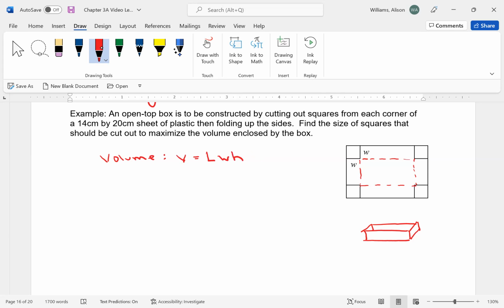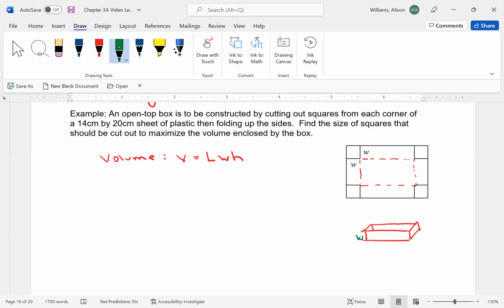So what we want to do is figure out what the length, width, and height is for this box, if we know that each of these cutouts is what we're calling W. Based on that, W down here would be the height of the little box. It would actually be the height of the box.